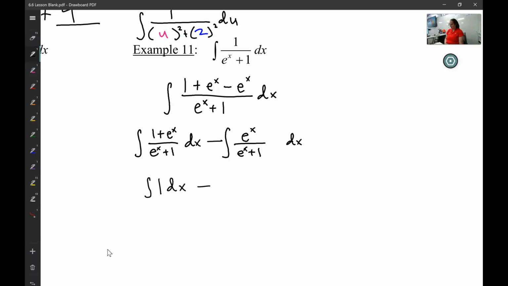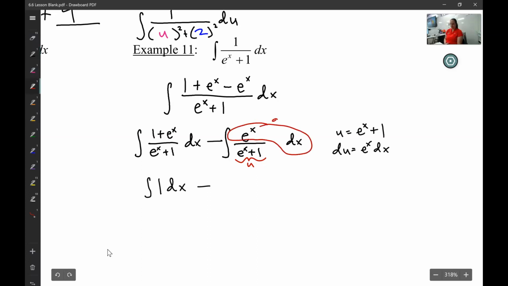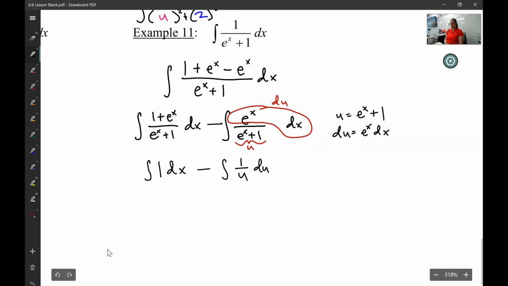And now if I look at this one, now I can do a u substitution with this, and it's going to work. I get e to the x plus 1, so du is e to the x dx. So all of that is my du. So I end up with the integral of 1 over u du. Let's keep going. Integral of 1 is x. 1 over u is going to be ln of absolute value of u. And my u is e to the x plus 1. And then I have my plus c.